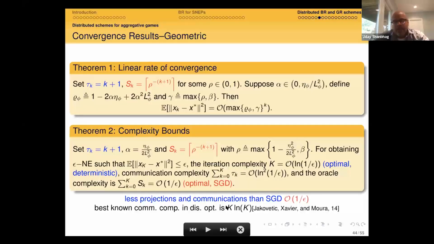So there's been one other piece of work that we know where they've increased the amount of communication. There might be other work, but this is the work by Jakovetić, Xavier, and Moura. And they're able to show that their communication complexity in the context of distributed optimization is k log k. And ours is slightly better.